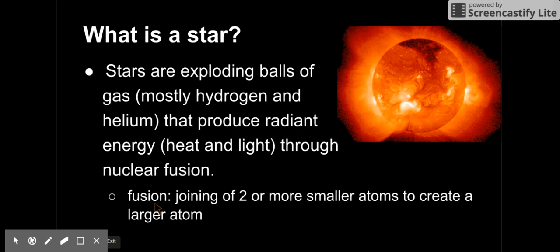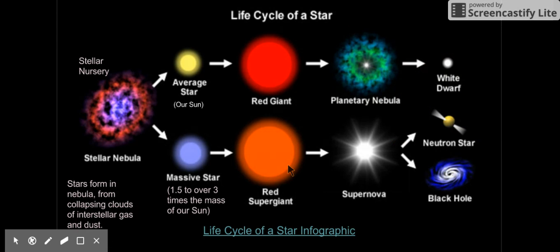In fact, typically, if we're talking about the sun, we're talking about some of the smallest atoms, hydrogen. The concept is the same though. Once you join them, you're going to release quite a bit of energy. We can look at the life cycle of a star to figure out what's going on.